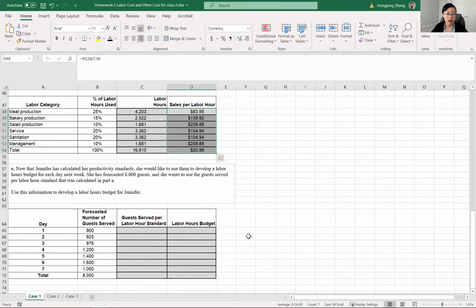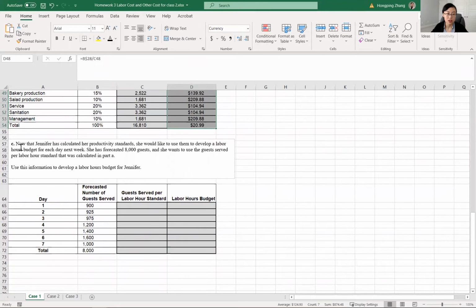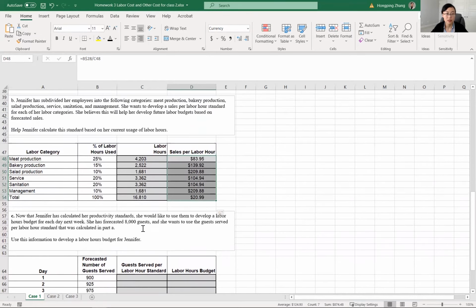Okay, and the last table is asking us, now Jennifer has calculated her productivity standards. She would like to use the standards to develop a labor hours budget for the next week. Therefore, she forecasted the number of guests and she thinks she will have 8,000. So she wants to calculate the labor hour budget, meaning how many hours she needs her employees to work. So now our guests served per labor hour is up here.